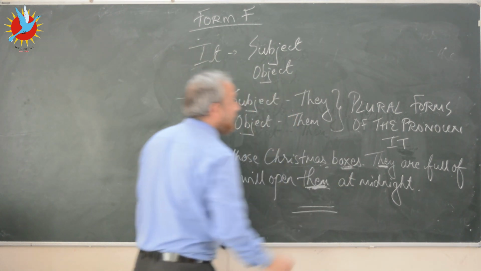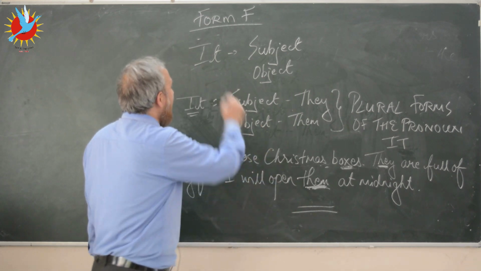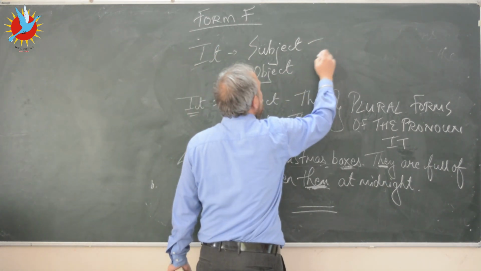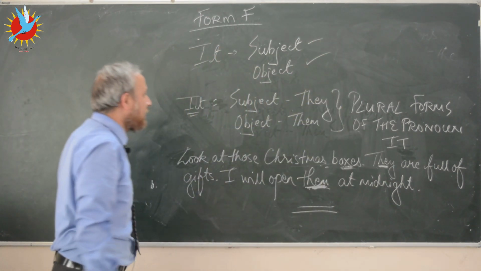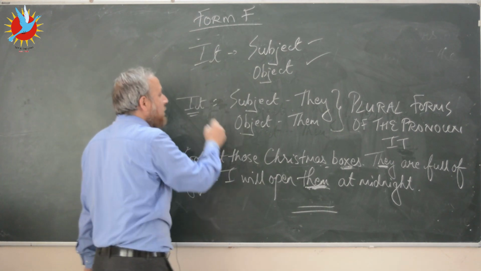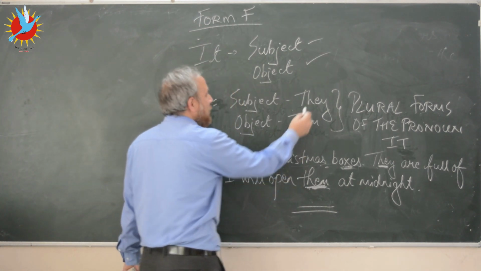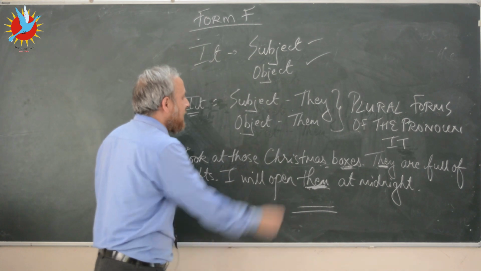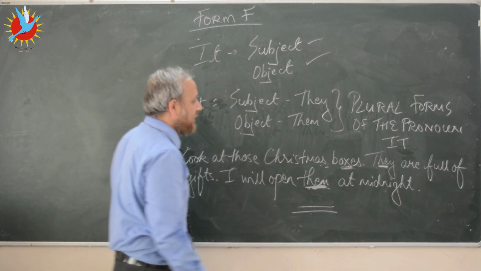So just remember this much as of now. It can be used in the subject position, it can be used in the object position. And the plural forms of it are they and them, and you use they in the subject position and you use them in the object position.